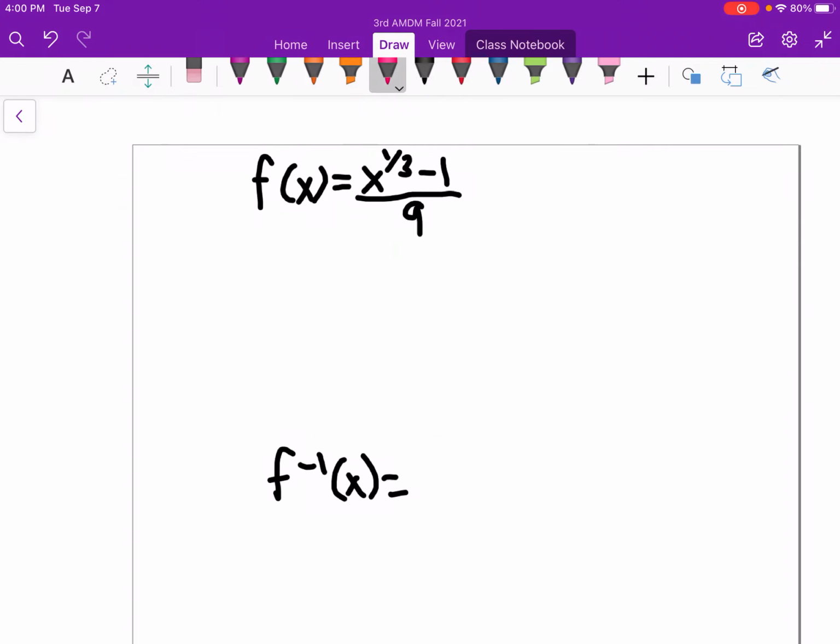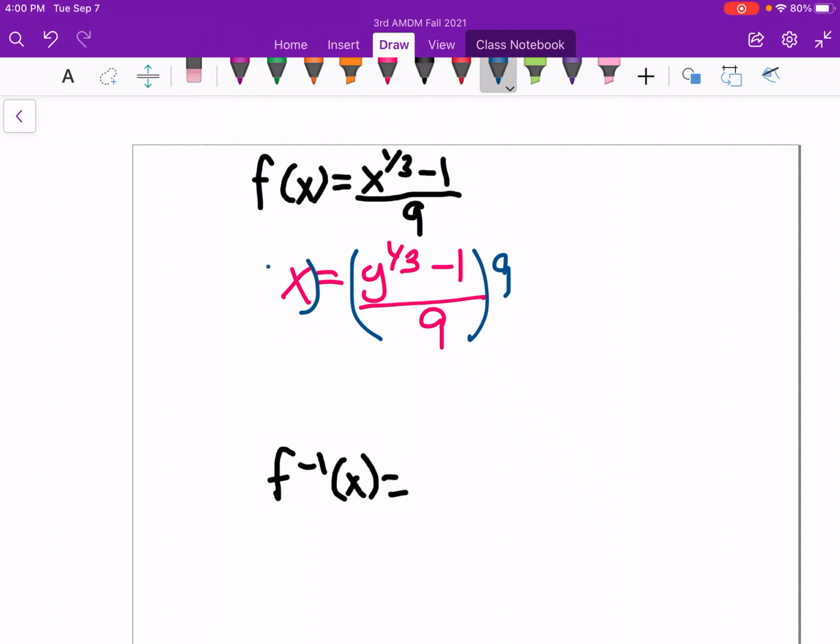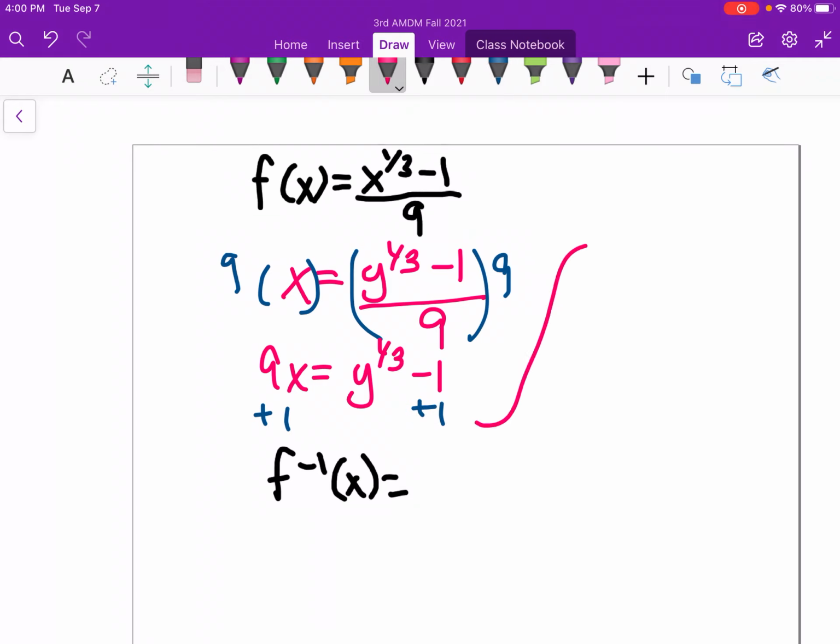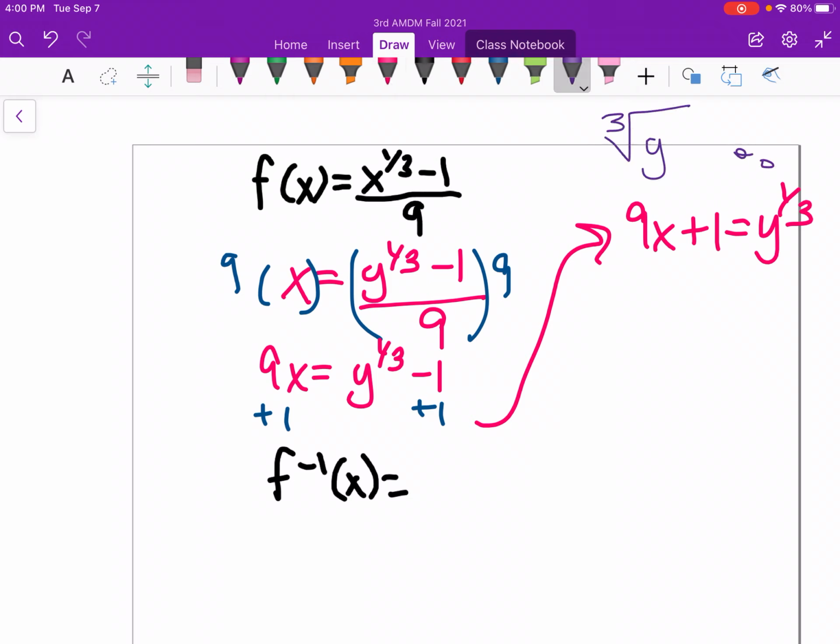Again, switch x and y. So x equals y to the 1/3 minus 1 all over 9. Get rid of my fraction here. Multiply both sides by 9. So I have 9x equals y to the 1/3 minus 1. Add 1. So I have 9x plus 1 equals y to the 1/3. And remember that y to the 1/3 is the same as the cubed root of y.